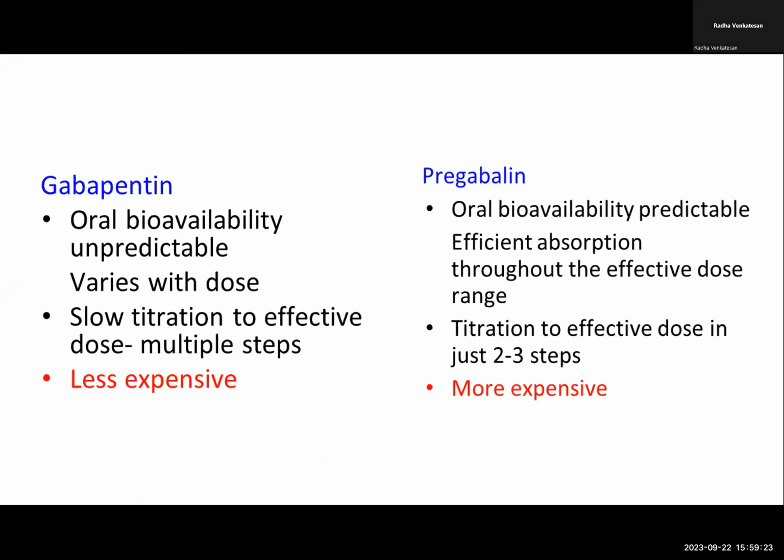So this is a simple difference between gabapentin and pregabalin. The main thing is that oral bioavailability is not very good in gabapentin, whereas it's good with pregabalin. Slow titration is effective with gabapentin, whereas pregabalin is quicker, slightly better in 2-3 steps. The main difference comes next: gabapentin is less expensive, pregabalin is very expensive. It depends on the financial capability of your patient. Based on that, it varies. Next slide.